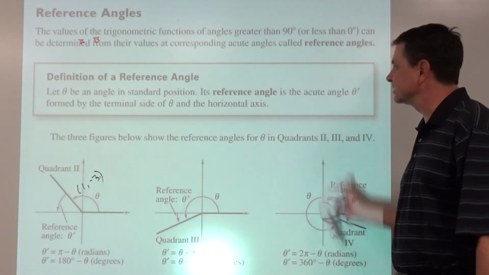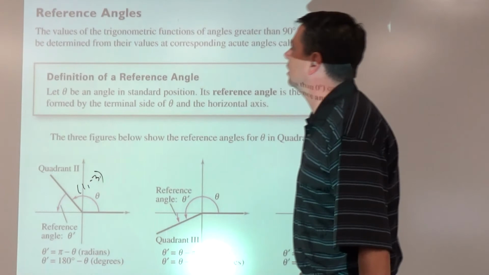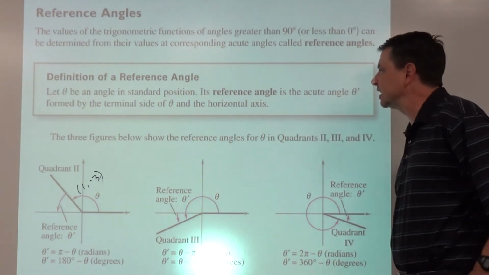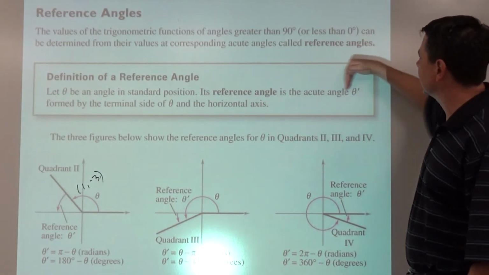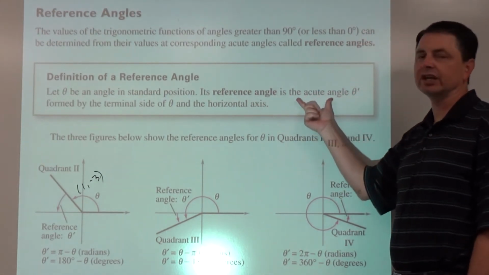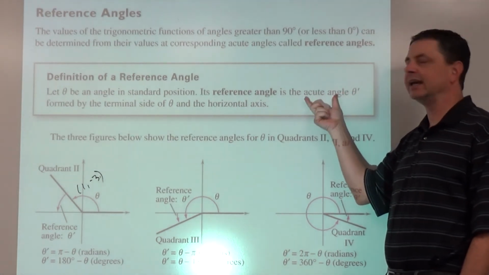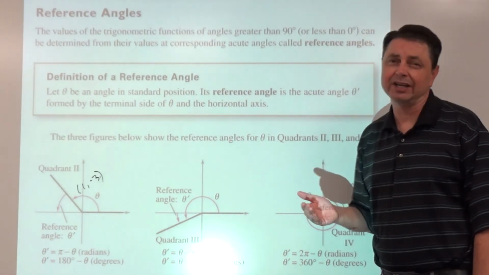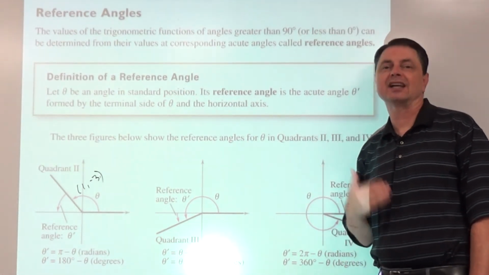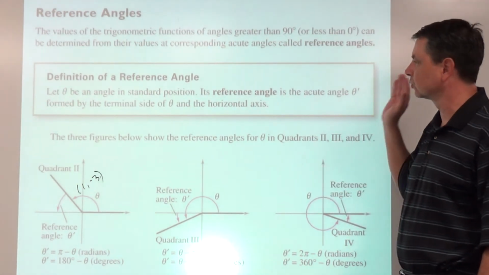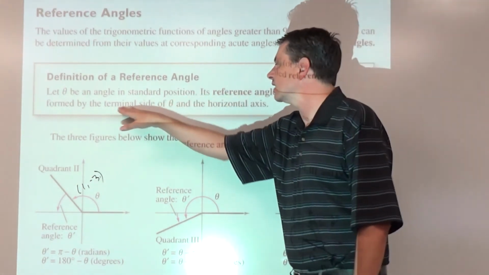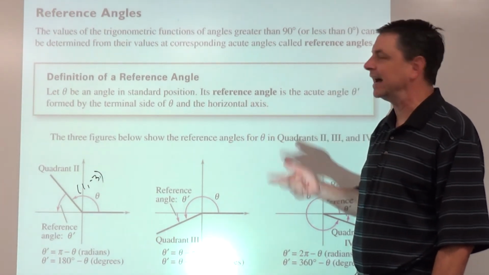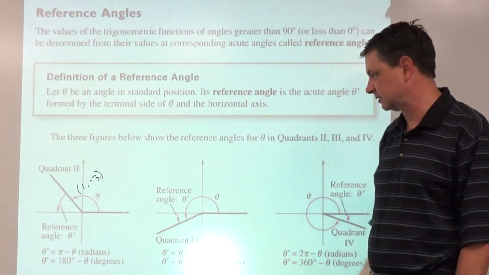All right. Reference angles. Definition of a reference angle. If theta is an angle in standard position, the reference angle is the acute angle, theta prime. So it's an acute angle. It's a physical angle. In degrees, it has to be between 0 and 90 degrees. In radians, therefore, it has to be between 0 and pi over 2 radians. It's formed by the terminal side of theta and the horizontal axis. So it's essentially the fastest way to get to the x-axis.